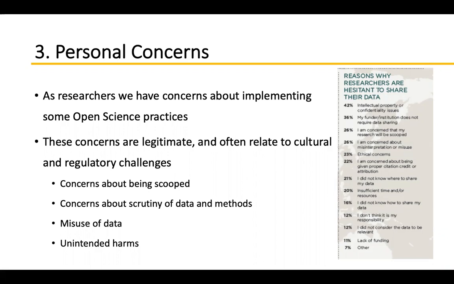And what I'd like to point out from this table is, of course, that these concerns are prevalent in research communities around the globe, but also that they are legitimate and often relate to cultural and regulatory challenges. And these concerns are particularly concerns about being scooped, concerns about scrutiny of data and methods and being called out for something being a little bit dodgy, concerns about data being misused once it's released, and concerns about unintended harms from the reuse of data or research.